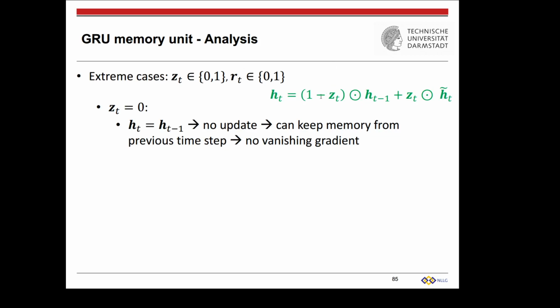That's the equation that we have to look at. So z_t becomes 0. This was the bottommost equation, right? Then we have here 1 minus z_t, by the way, that's also a vector of 1s, but we think in the one-dimensional case, so 1 minus a number is also a number. So we get h_{t-1}. So we have no update. We can keep the memory from the previous time step and transport it. That's how we address the vanishing gradient problem, right? We can transport memory from the previous hidden state to the current hidden state. Now, that's the first cool thing.